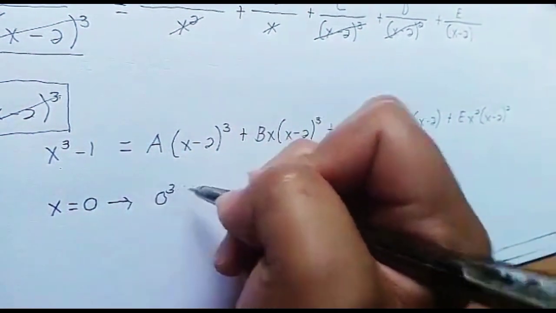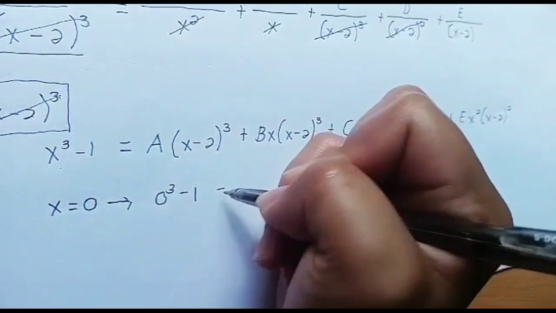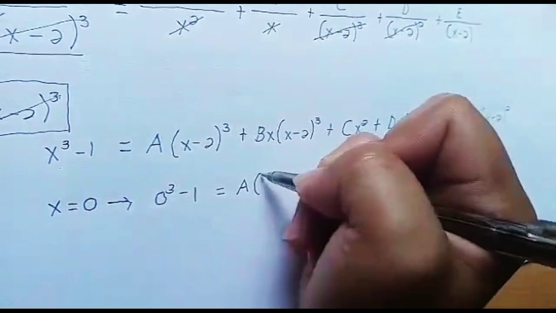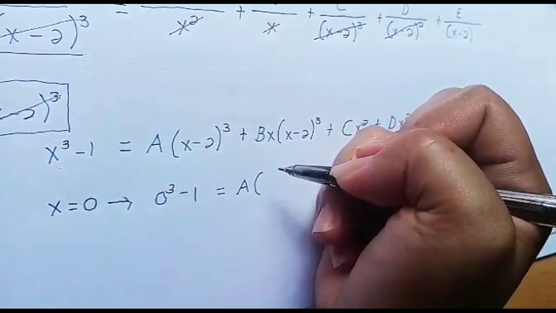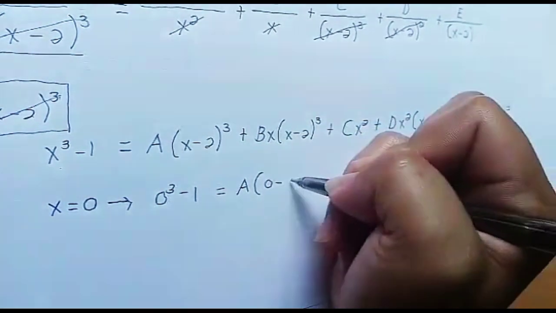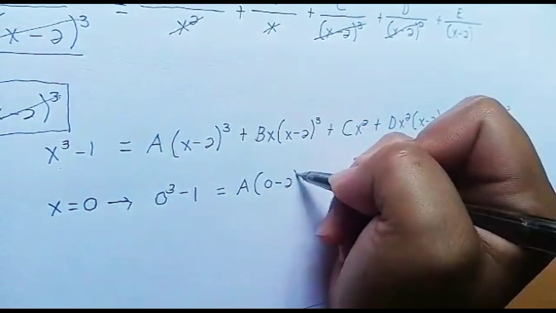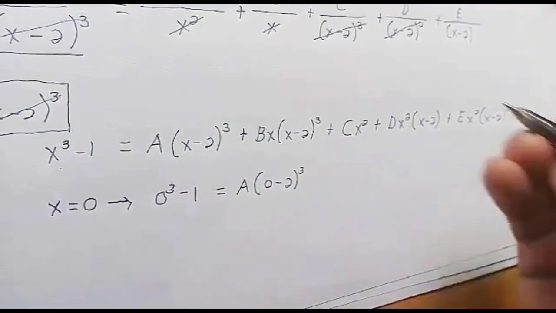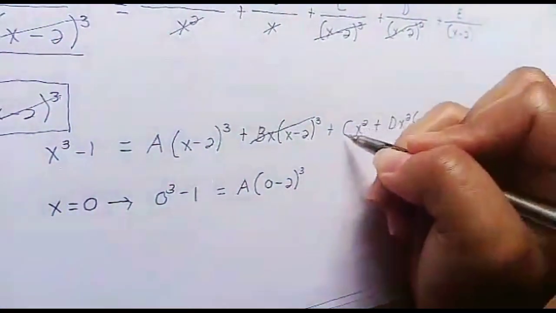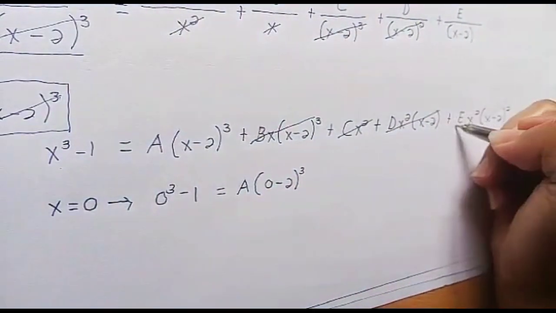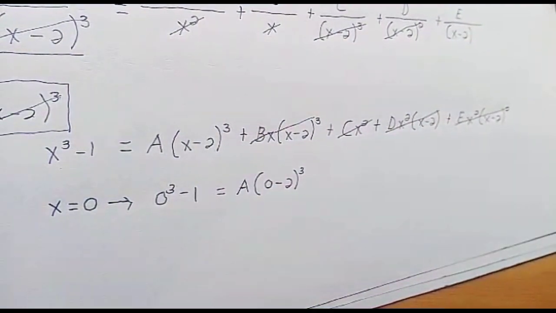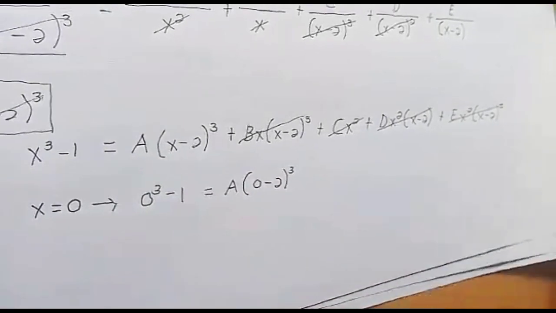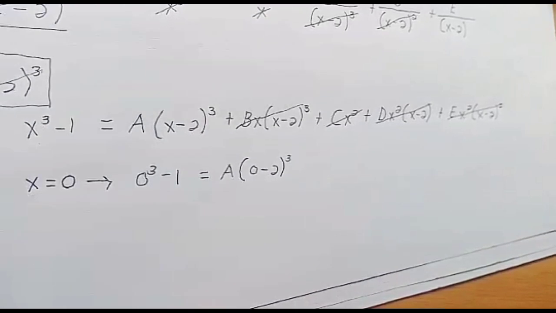0 minus 1 equals A, because it is in parentheses. So, we set x to 0: 0 minus 2 raised to the third power. So, B, C, D, and E will cancel, because when we substitute x with 0, the result is 0. So, they cancel. What remains is A.